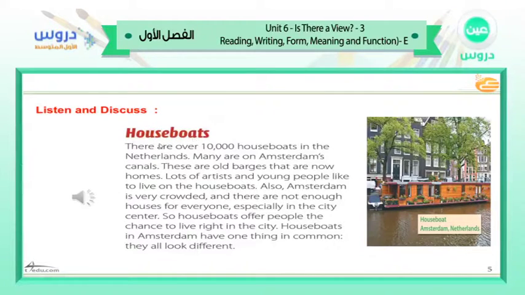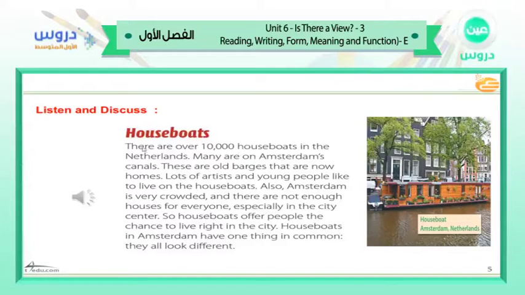Houseboats. There are over 10,000 houseboats in the Netherlands. Many are on Amsterdam's canals. These are old barges that are now homes. Lots of artists and young people like to live on the houseboats. Also, Amsterdam is very crowded, and there are not enough houses for everyone, especially in the city center. So houseboats offer people the chance to live right in the city. Houseboats in Amsterdam have one thing in common. They all look different.